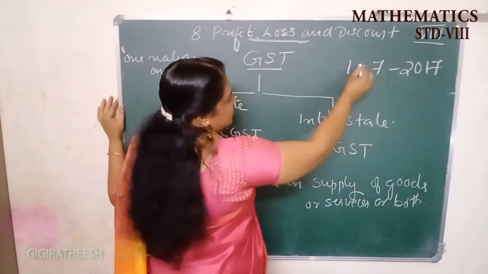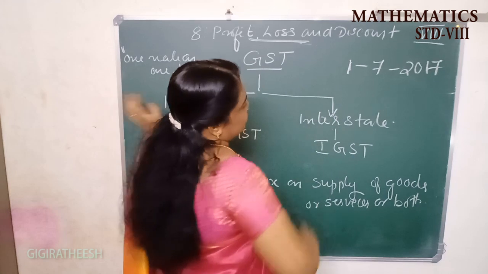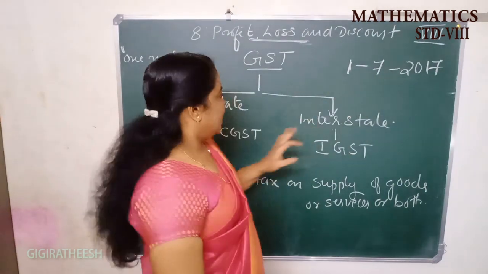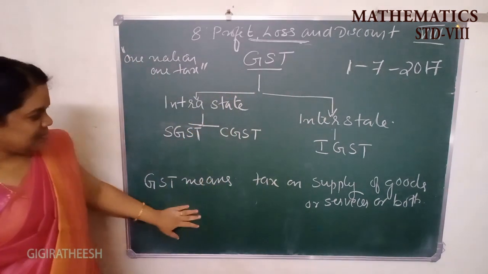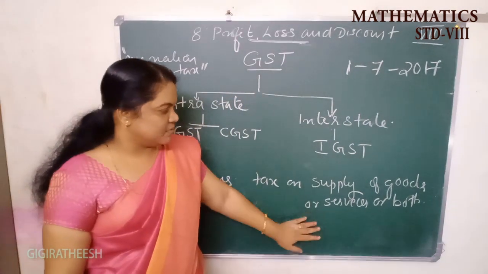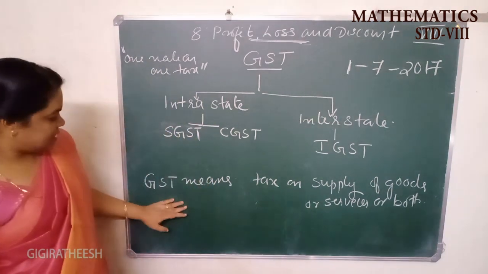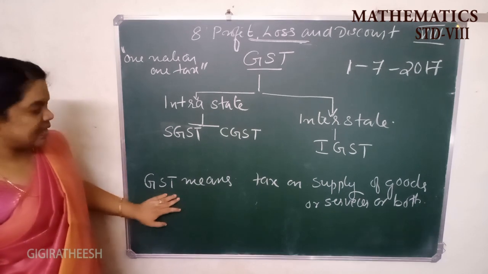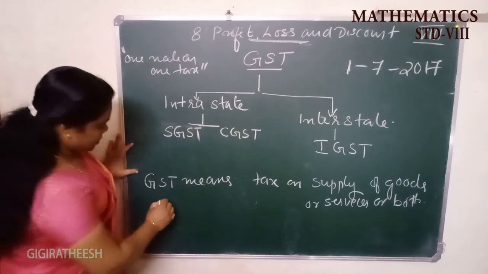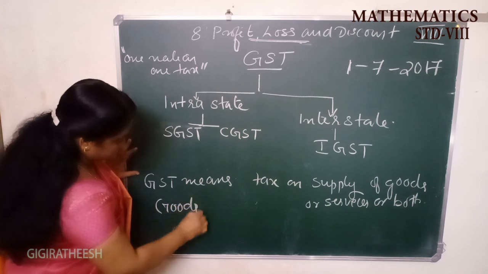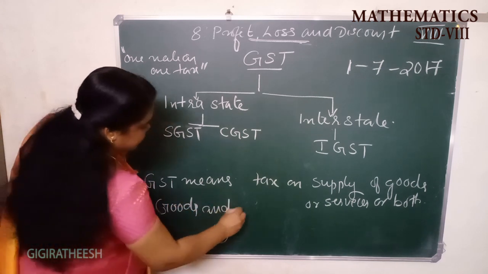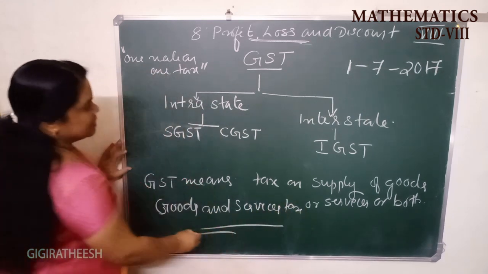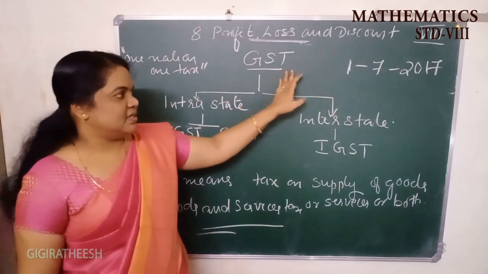GST was introduced on 1/7/2017. What is GST? GST means tax on supply of goods or services or both. The full form of GST is goods and services tax. Goods and services tax. Okay. How can we calculate GST?